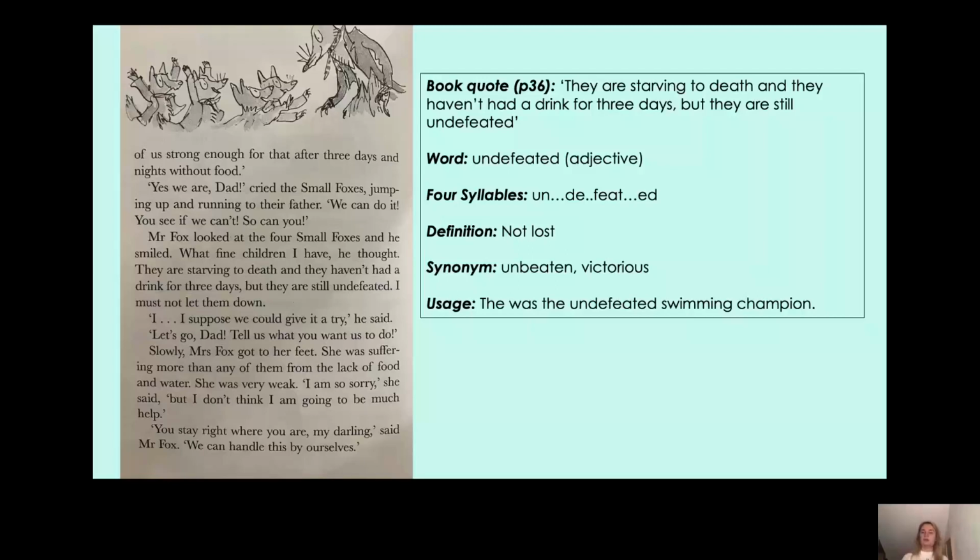Okay, so Mr. Fox and the children are off to defeat the farmers.